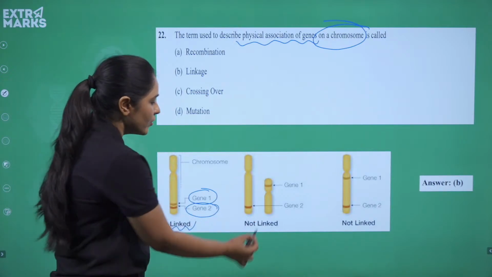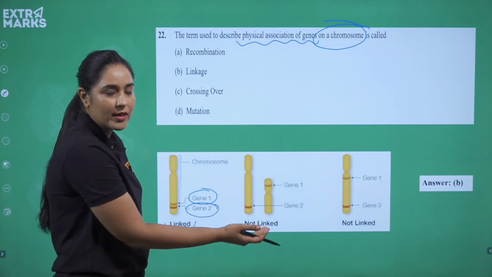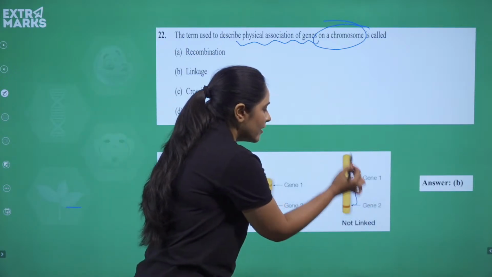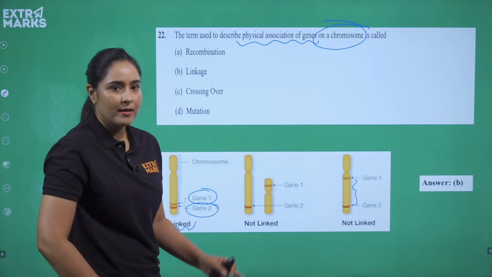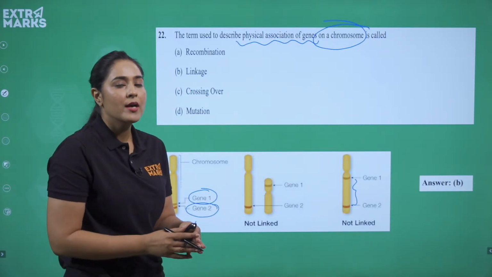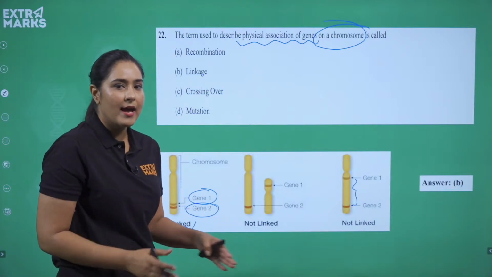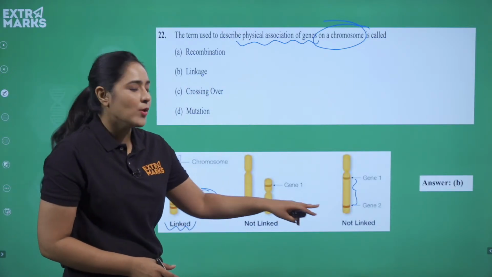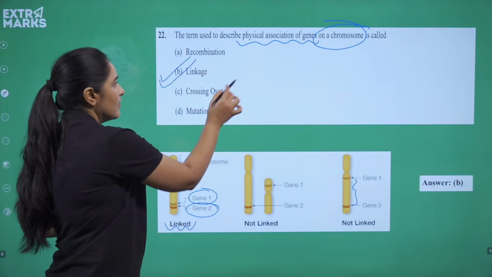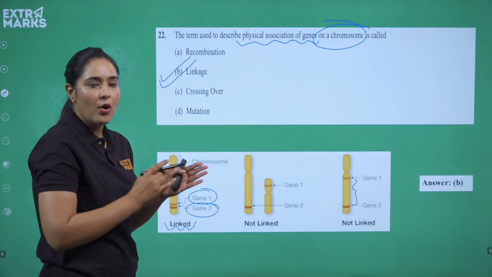And they are not linked here, obviously they are on different chromosomes, and they are also having a large distance between them. There is somewhat, we can say, no physical association between them, or they are separated from each other, having large distance, so they are also not linked here. So here we are talking about the linkage, physical association of genes on a chromosome.